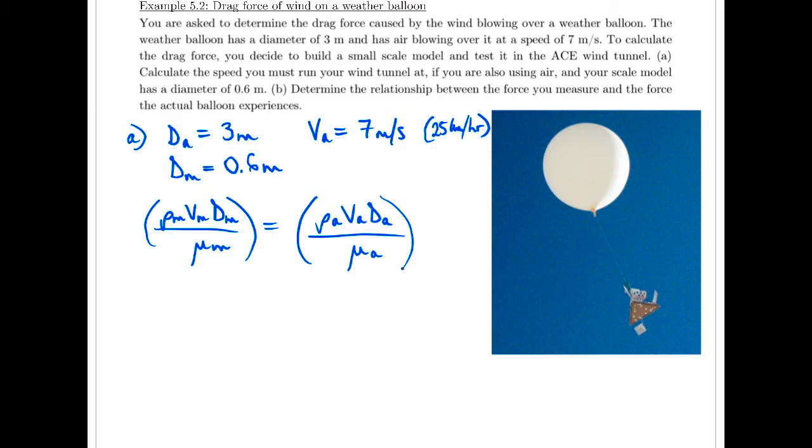So model is on the left, actual is on the right. Both of these are in air, so the first thing we can do, we already know the densities and the viscosities are going to be equal because those are fluid properties. So let's cancel those off on both sides. Now all those are given and we're asked to figure out what speed we have to run in the wind tunnel to have proper dynamic similarity. So I'll rearrange for Vm, which is the speed the model will experience. Now I'll sub in.